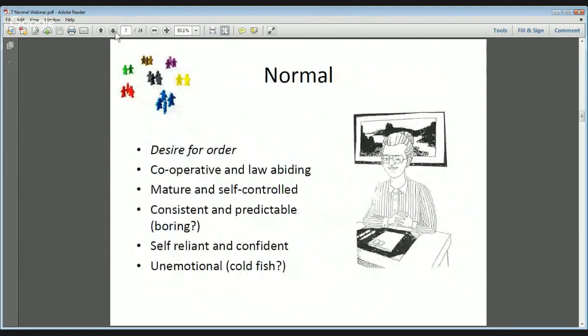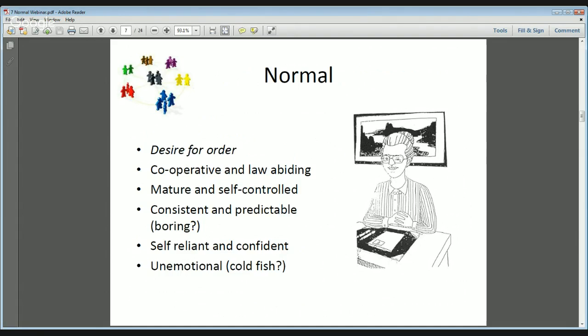And that turns into the normal's characteristics. The desire for order, as I said, is the main thing. And so normal people, and this cartoon is beautifully descriptive of normal, are cooperative and law-abiding, very mature, very self-controlled, consistent and predictable. In fact, some people think they're boring. They're very, very self-reliant and confident, and they come across as being unemotional. If you've got a very, very high N, almost you become a cold fish.